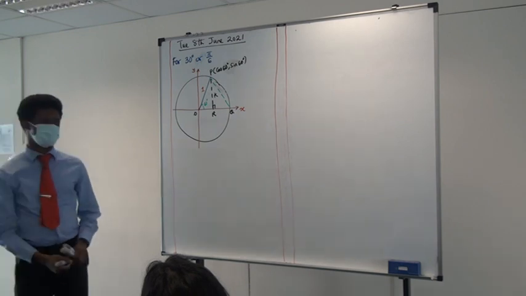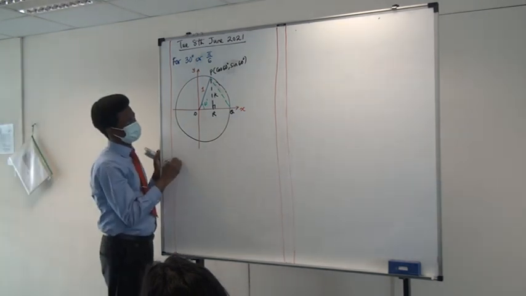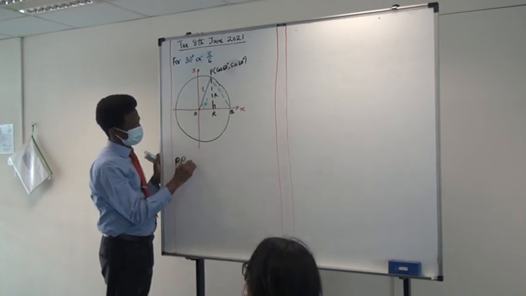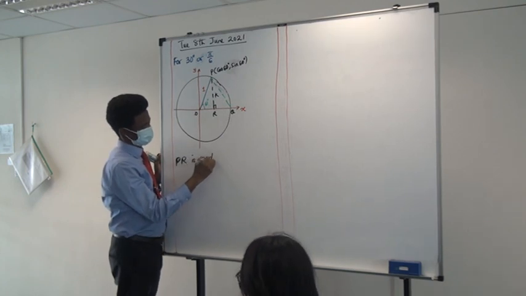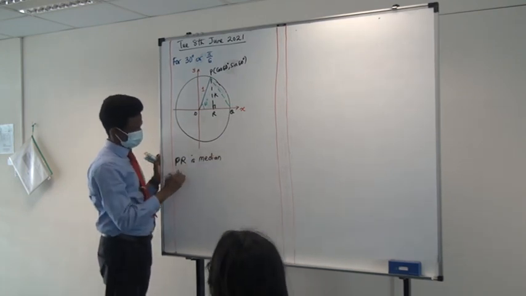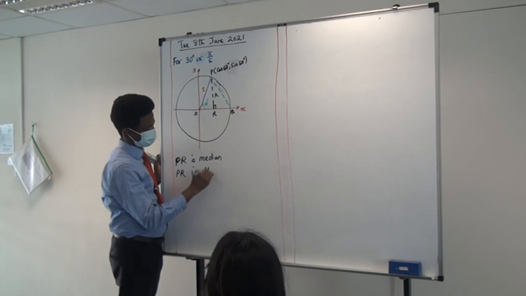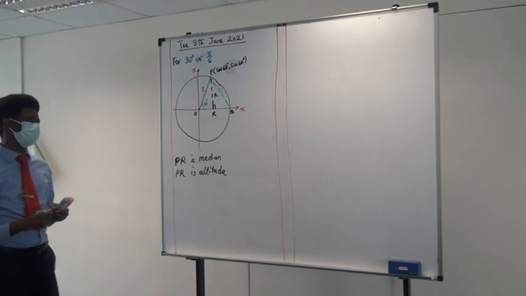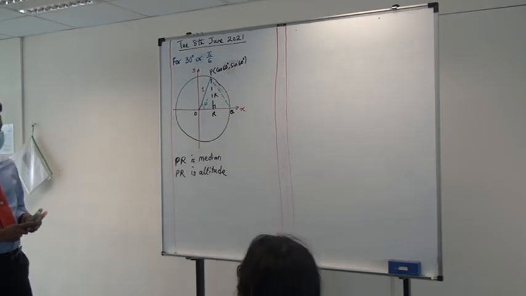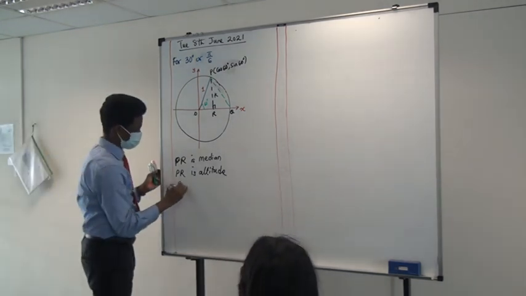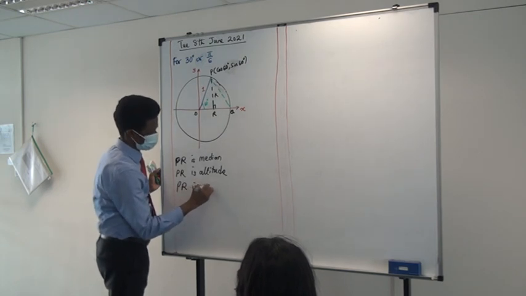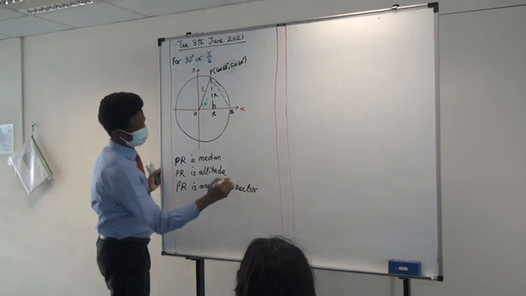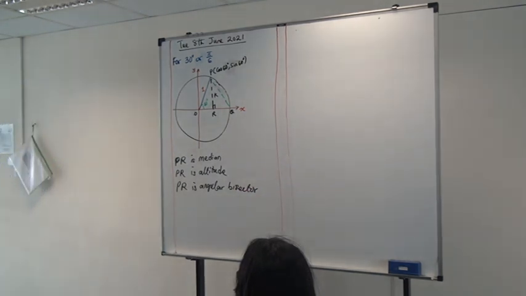So I need you to answer this question. Statement 1. Please listen, don't write. PR is a median of the triangle. PR is an altitude of the triangle. PR is an angular bisector of the triangle. Which of these is true? Maybe more than one, maybe just one, maybe none of them.